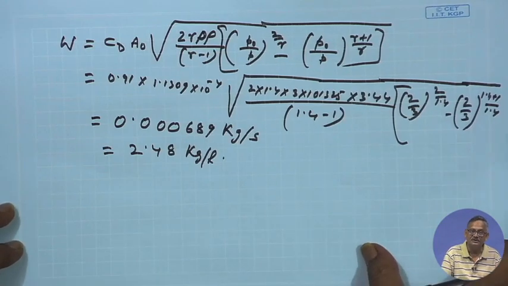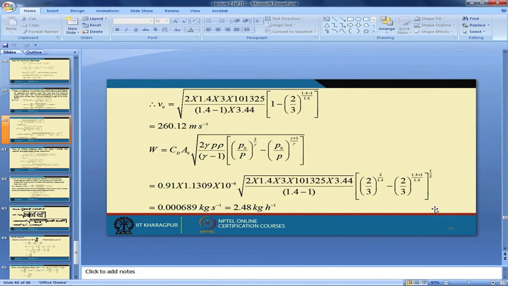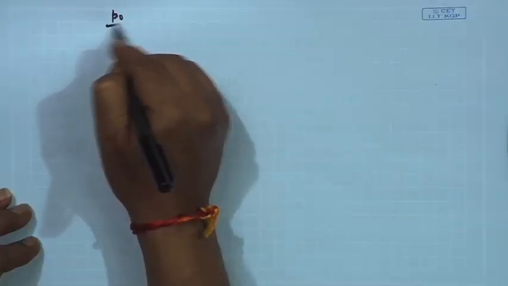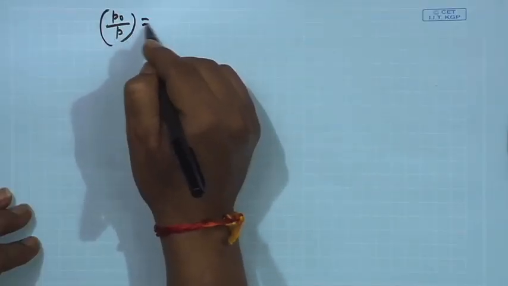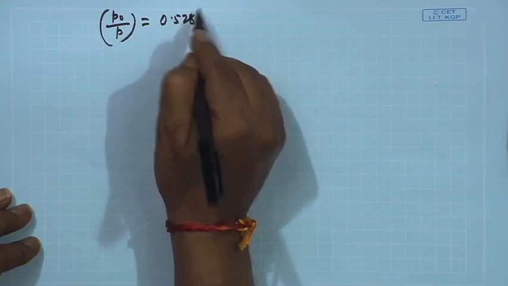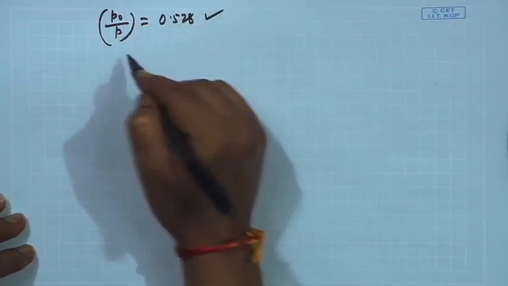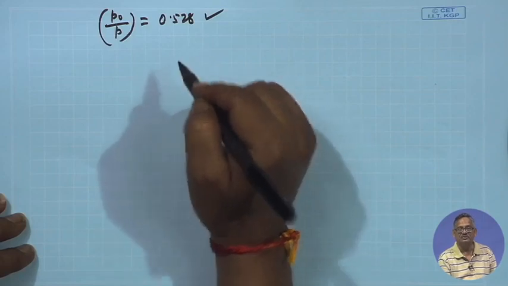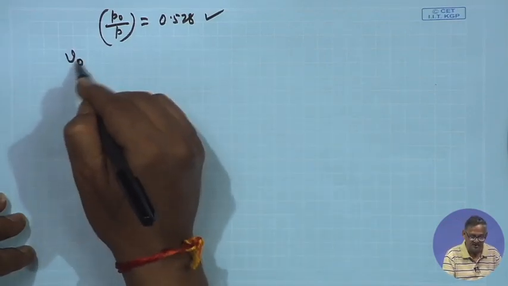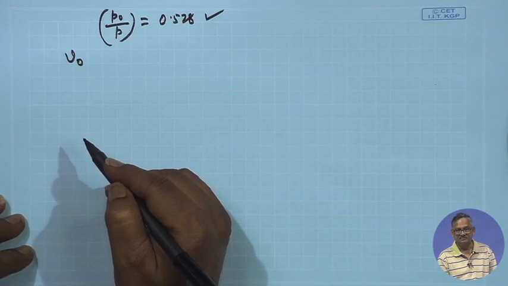Next comes what is the velocity when the discharge is maximum, right? Now discharge becomes maximum only when, let us bring it down, discharge becomes maximum only when P0 by P is equal to 0.528. So corresponding to P0 by P equals 0.528, what is the velocity? That should be the maximum velocity, right?